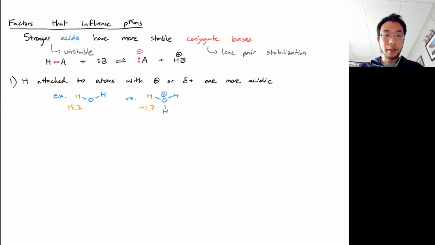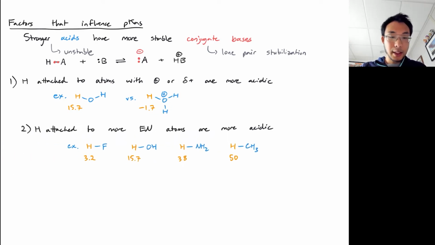All right, so the first thing is that when the proton we're thinking about is attached to an atom with a positive charge or a partial positive charge, then that proton will be relatively more acidic. So here's an example looking at just water, having pKa about 15.7, versus protonated water, or H3O+, that pKa is negative 1.7, because this oxygen is positively charged.